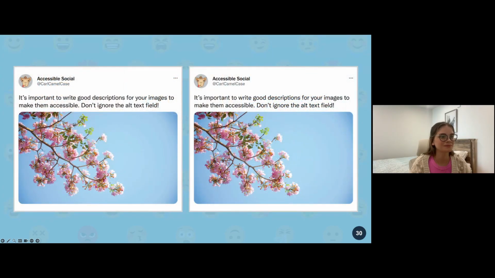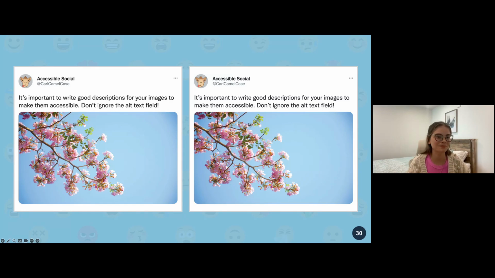User experience is greatly impacted if an image isn't accessible. Take these two posts, for example. They are seemingly identical, except that one had an image description added to it and the other did not. Here's what the first post sounds like through my phone's text-to-speech program.